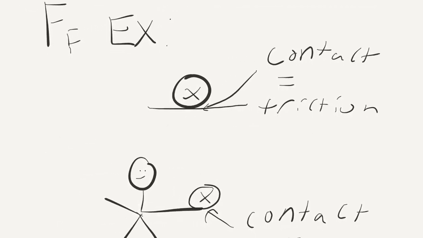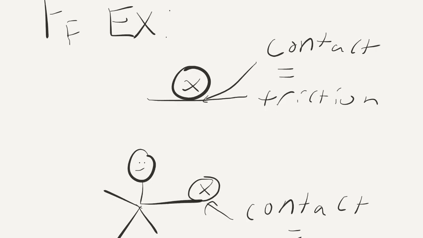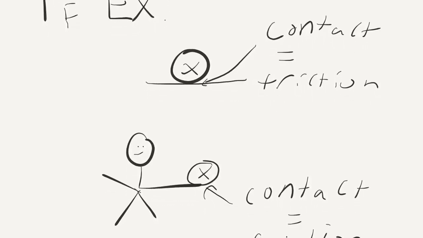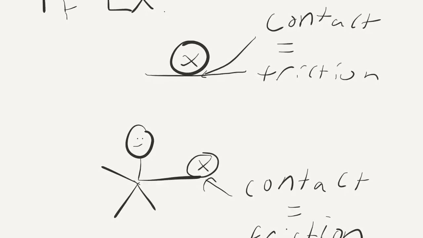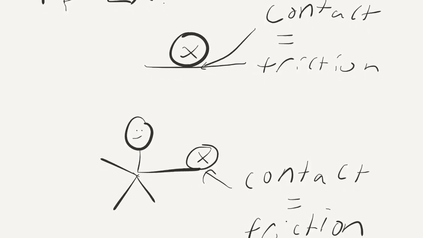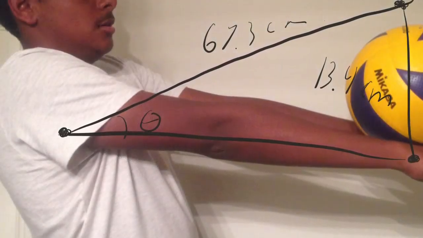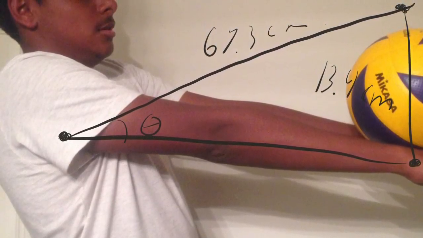Force of friction. The force of friction is a force that occurs when there is contact between two surfaces. The force of friction works against the motion of any object under the aforementioned conditions. When I serve the volleyball, there is contact between my hand and the ball, thus there is friction. In order to be able to solve for the force of friction, I needed to solve for the coefficient of friction.